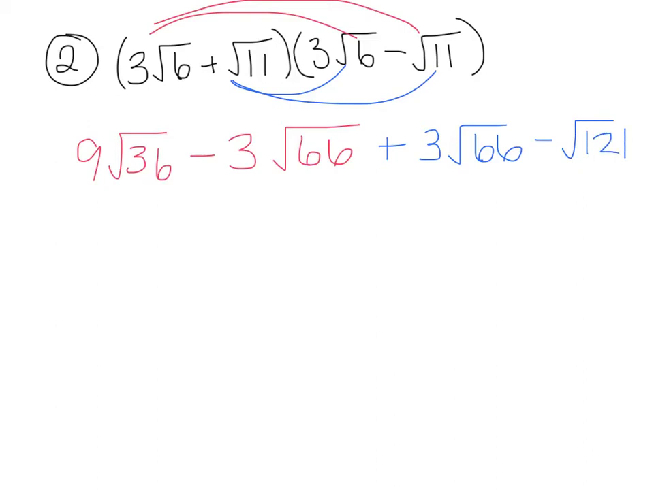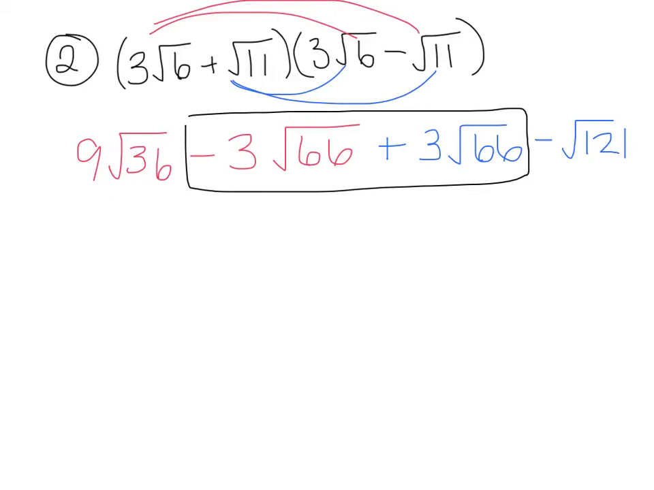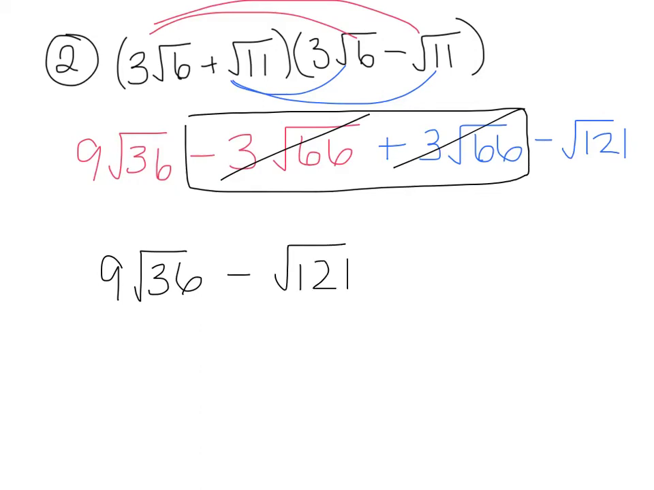Now we're going to look at this a little bit closer. If we look at these two terms right here, normally we would combine them together if we could. But in this case, we have negative 3 square root of 66 and positive 3 square root of 66, so they're just going to cancel each other out. So now I'm left with 9 square root of 36 minus square root of 121. Now 36 is a perfect square, so in other words, it breaks down into 6 times 6.